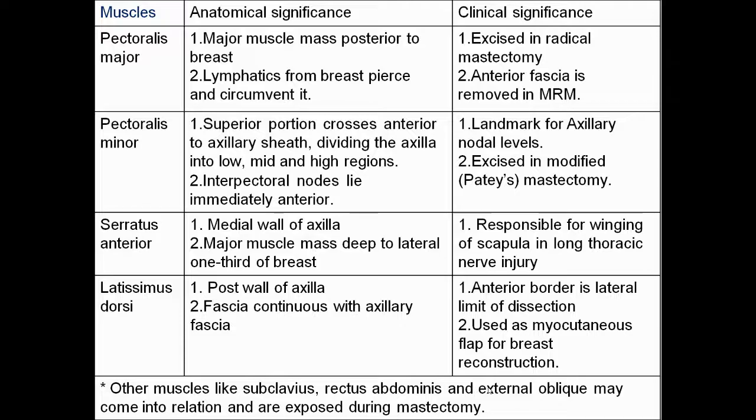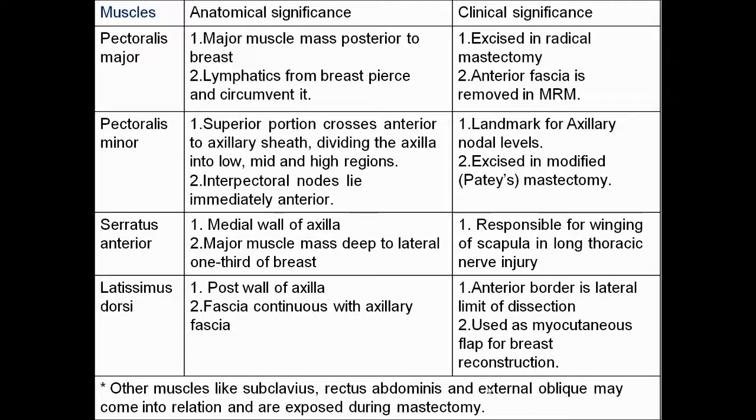Now we can see the muscles of the breast. The pectoralis major: what is the anatomical significance in relation to the breast? It is the major muscle mass posterior to the breast, and lymphatics from the breast pierce and circumvent it. Pectoralis minor: the superior portion crosses anterior to the axillary sheath, dividing the axilla into low, mid, and high regions, and interpectoral nodes lie immediately anterior.